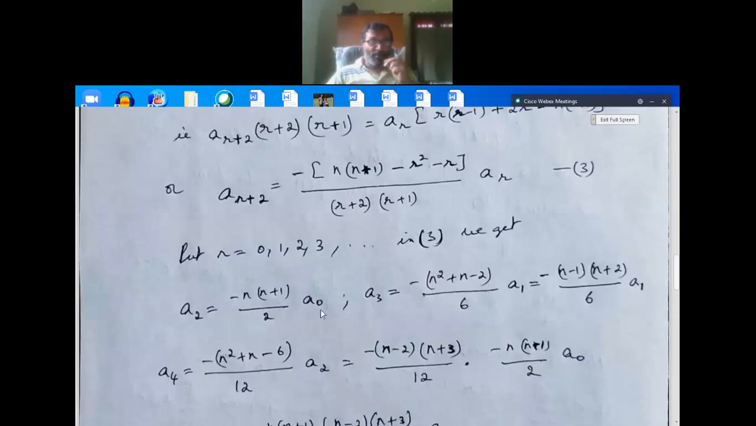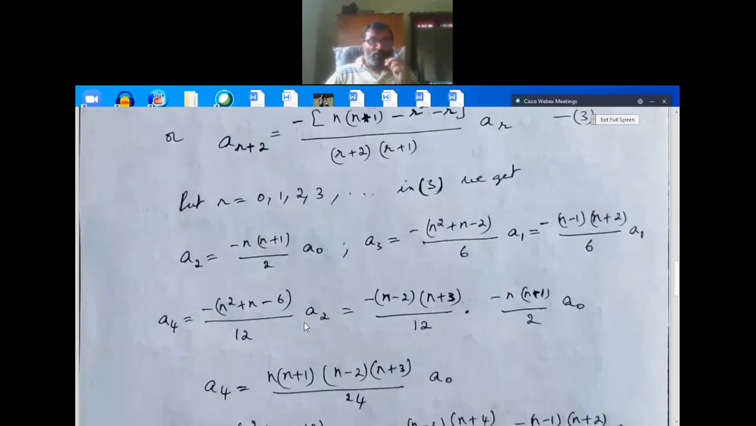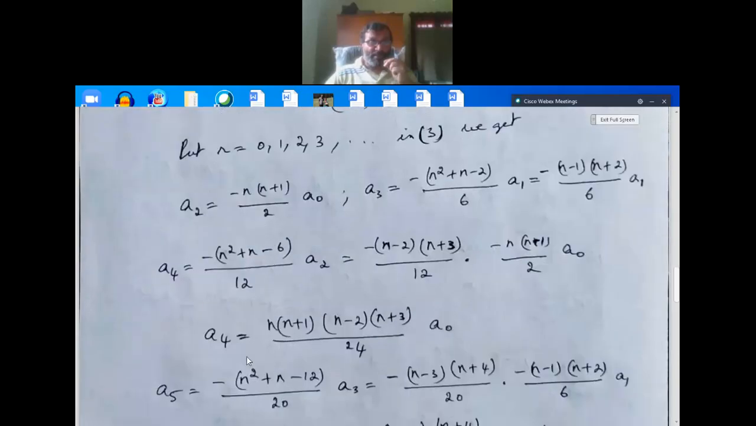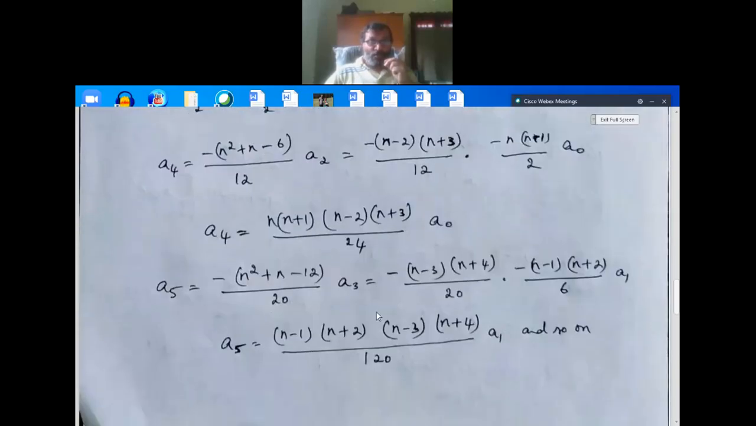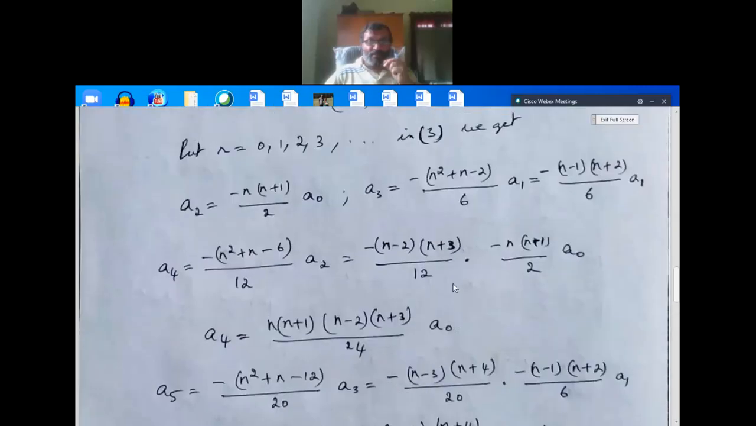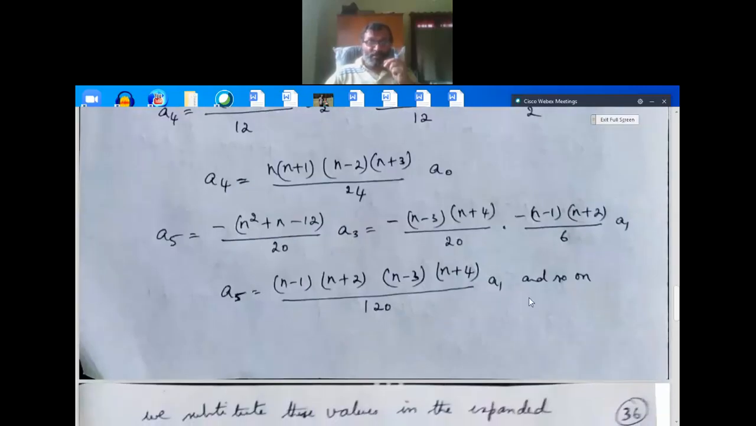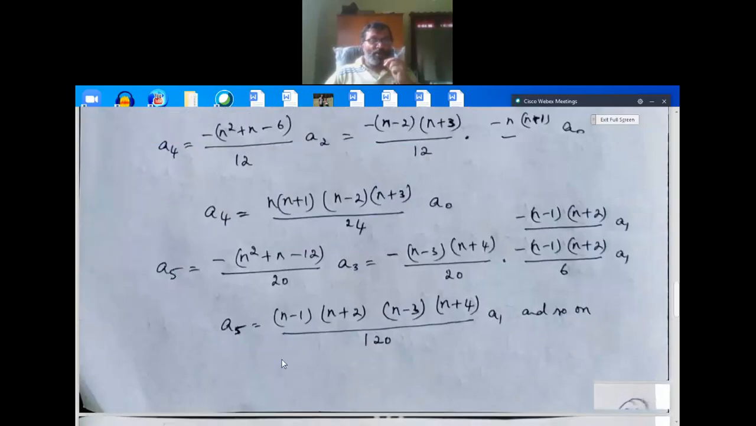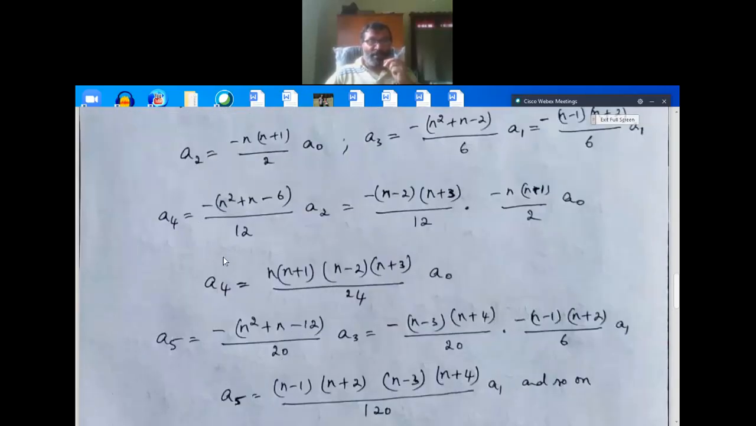So you got a2 in terms of a0, a3 in terms of a1. Then if you want a4, put r equals 2. So if I put r equals 2, I get like this. And then put this a2 value, get like this. So you get all the even terms in terms of a0. And for a5, I'll put r equals 3, I will get like this. Then put this a3 value. You will get it in terms of a1. So all the even terms, a2, a4, end up in terms of a0, and all the odd terms, a3, a5, in terms of a1.